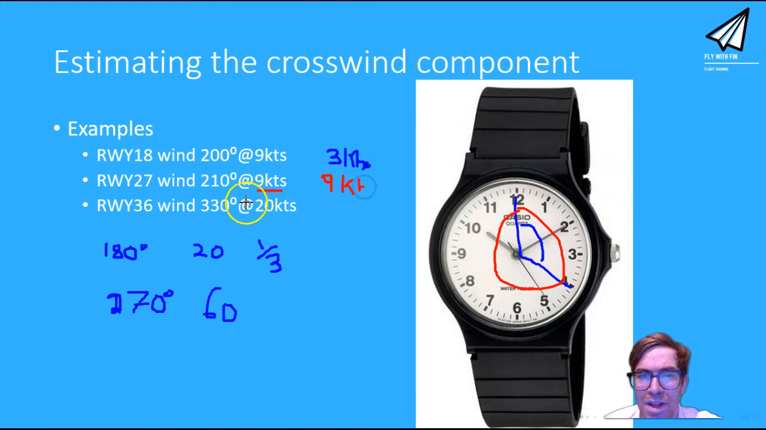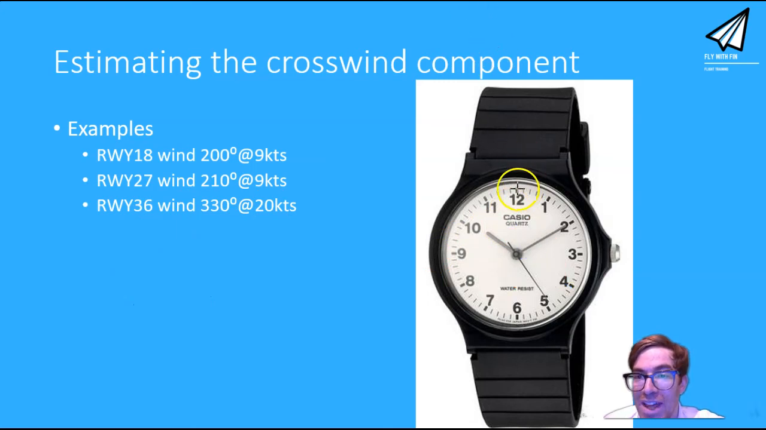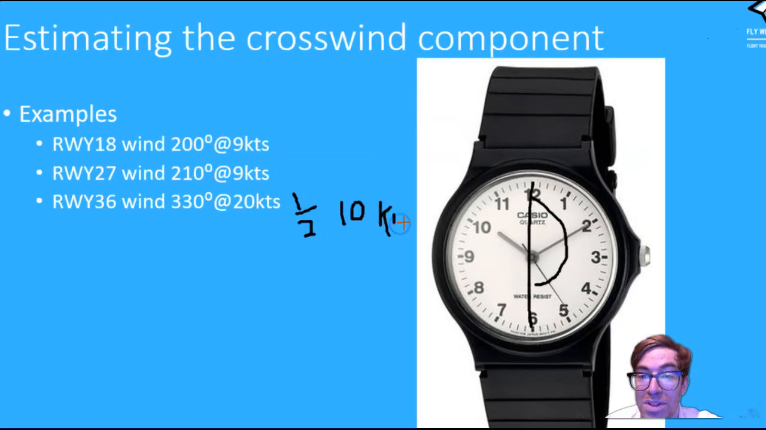Okay, cool. Let's look at a similar example to what we were looking at earlier as well, where we were looking at runway 36. So northerly runway, and wind from the left now by about 30 degrees. So if I go back to my watch face here, 30 minutes would take up about half of the clock face. So half of 20 is 10 knots. That means on this takeoff or landing, I've got a 10 knot crosswind.